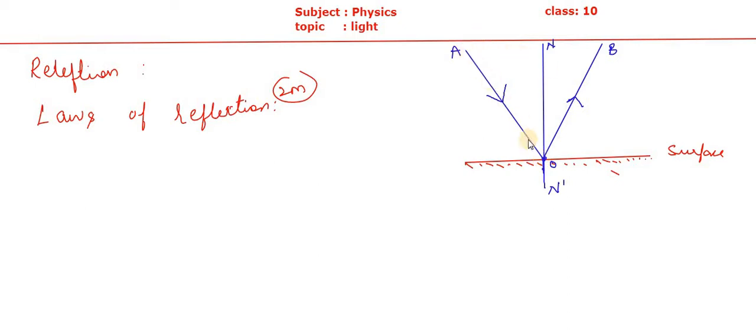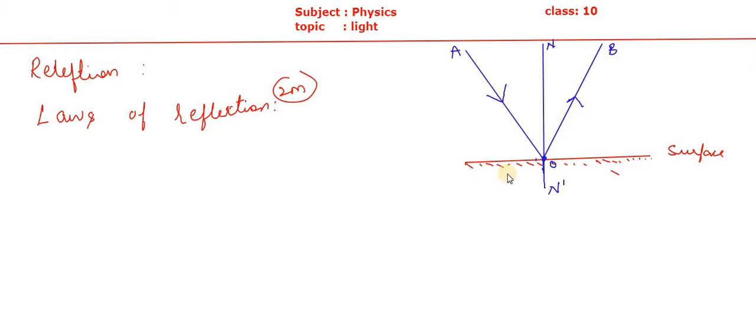So all these three lines meet at the same point. Are you able to see here? This incident ray, reflected ray, and the normal drawn all lie at the same point. This is the first law of reflection. The first law of reflection is that the incident ray, the reflected ray, and the normal drawn all lie at the same point.